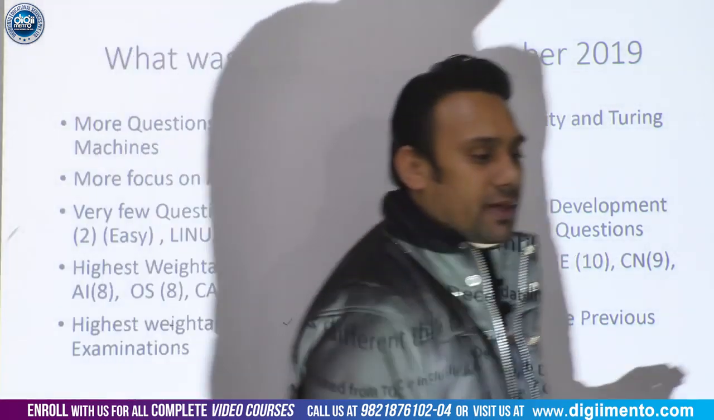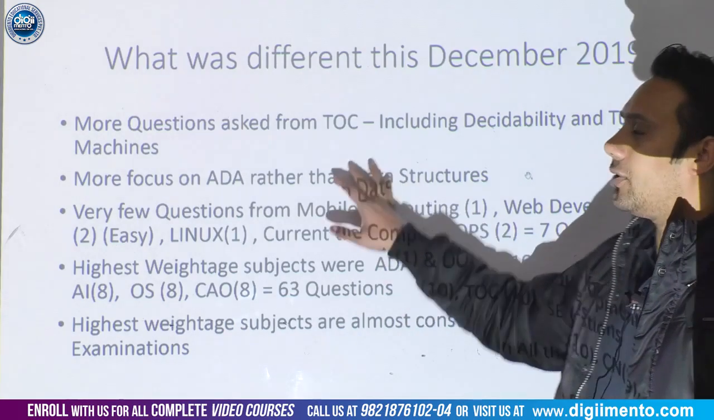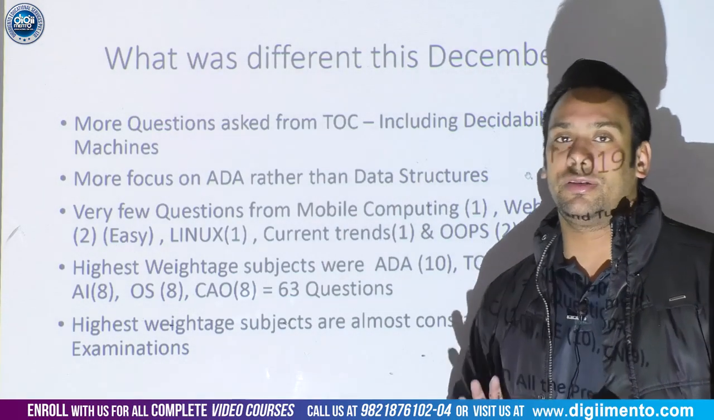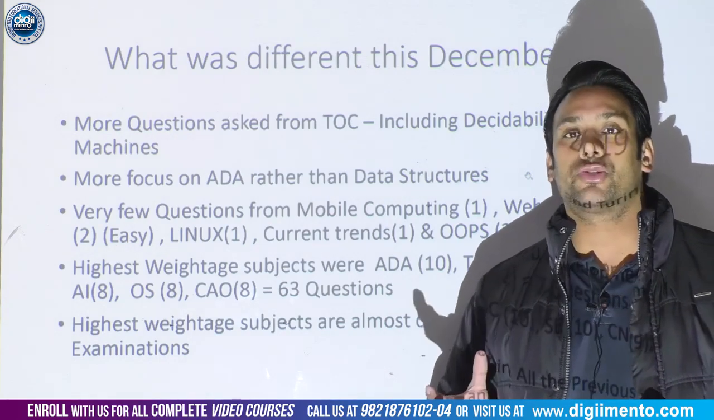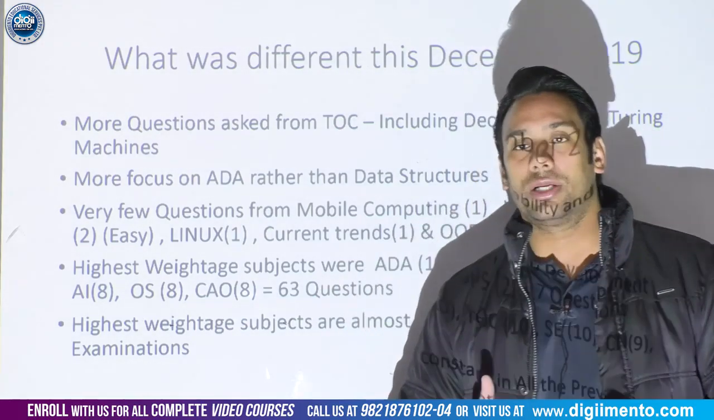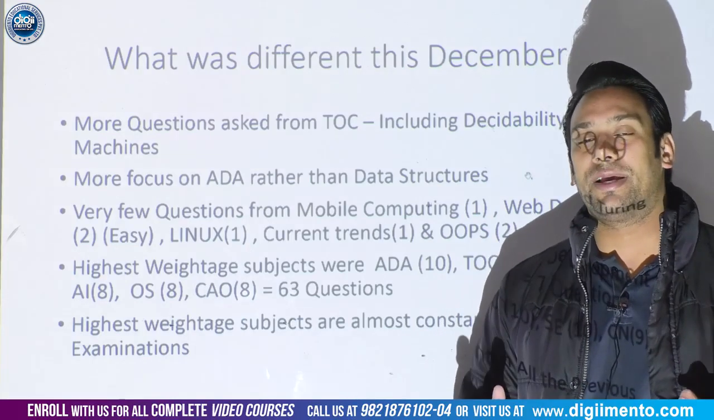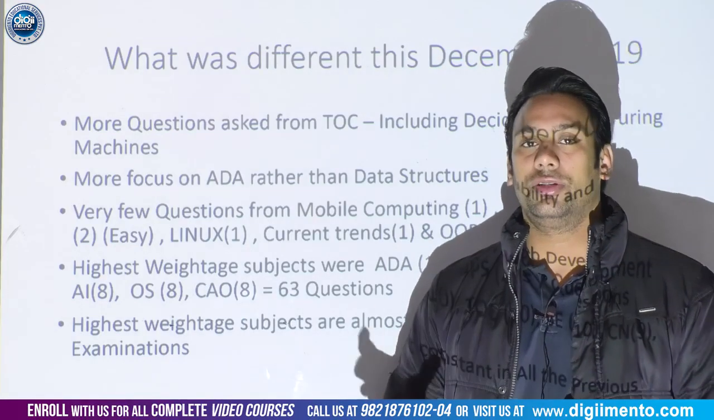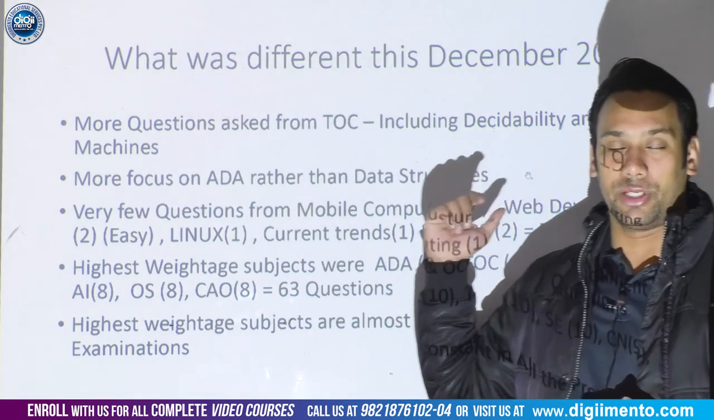What was different in the UGC NET exam that happened in 2019? So first of all, they've asked many questions from theory of computation. They were not expected to ask so many questions from TOC because they were supposed to ask some questions from compiler design also. So they have ignored compiler design completely this time. Instead, they have asked questions from theory of computation, specifically the topics decidability and Turing machine.